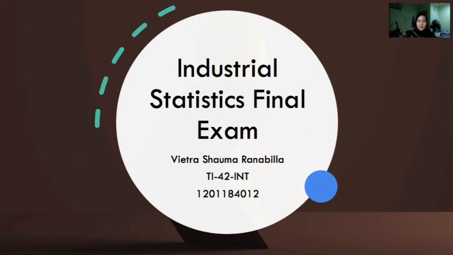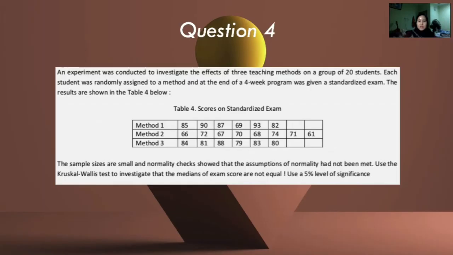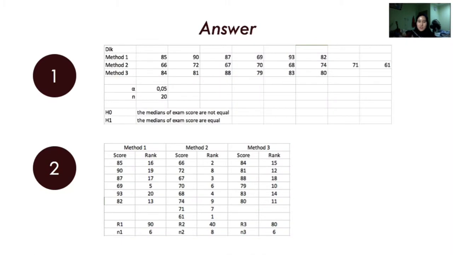So I would like to explain the answer to question number 4, and this is the question. The first thing that we have to do, as usual, is define the known data in a table like this. And I already wrote it.